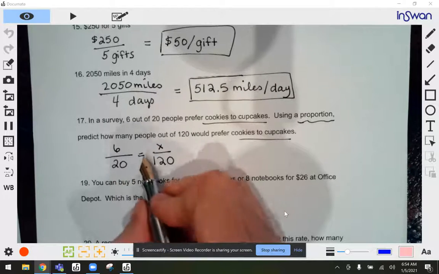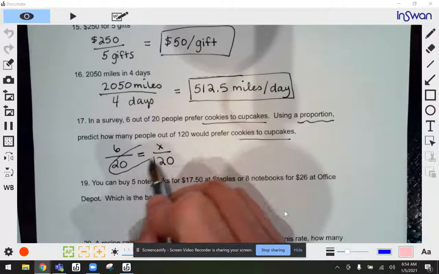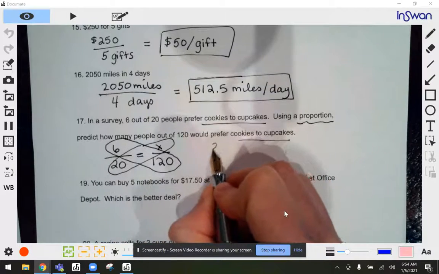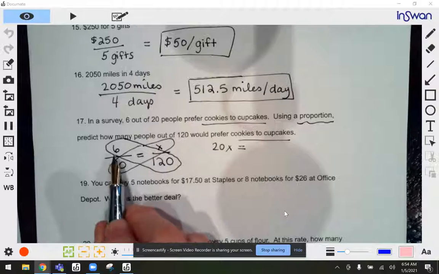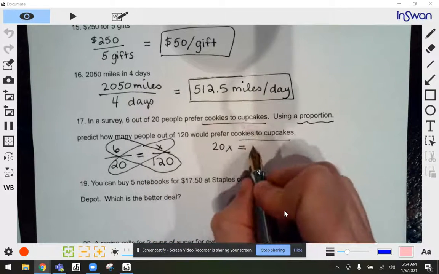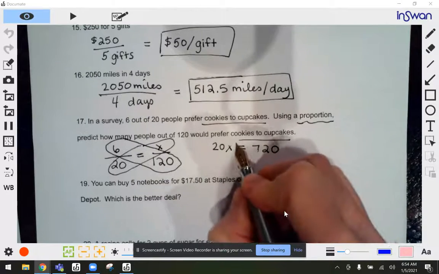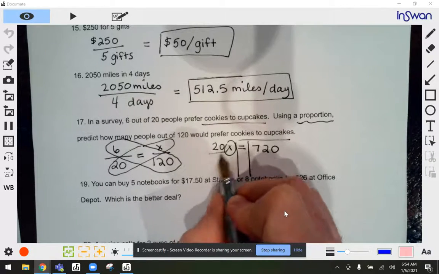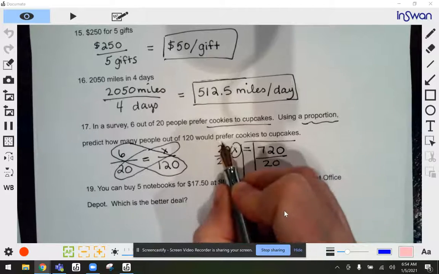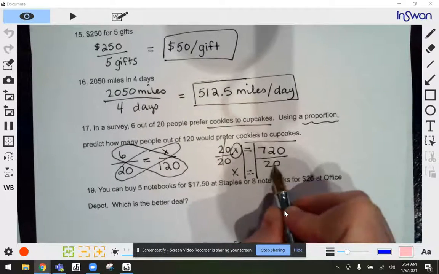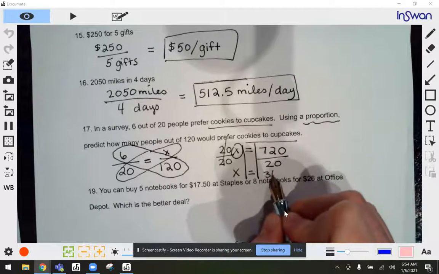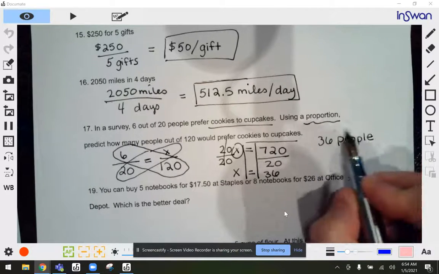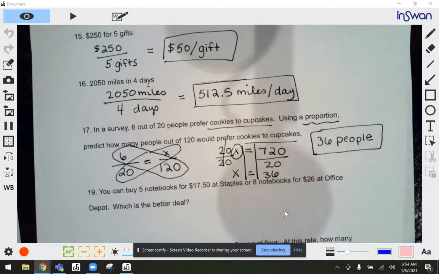So remember, when we set up a proportion, that allows us to cross multiply. So I'm going to multiply these two and set it equal to those two being multiplied together. So 20 times x is 20x. We'll set that equal to 6 times 120, which is 720. Okay, then we put in our dividers. Here's our x. To get rid of the 20, remember those are multiplied, we need to do the opposite and divide. So now 1x, or x equals 720 divided by 20 is 36. So our answer is 36 people out of 120 would prefer cookies to cupcakes.